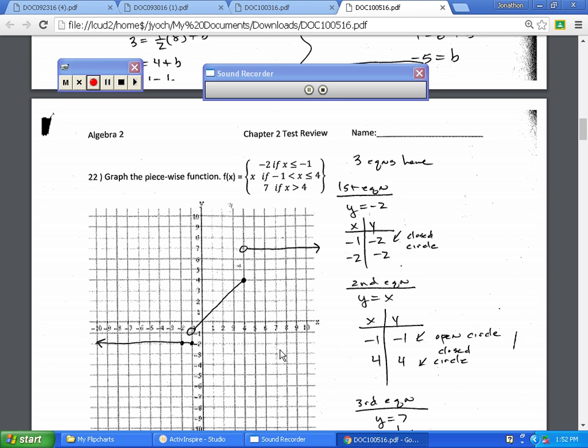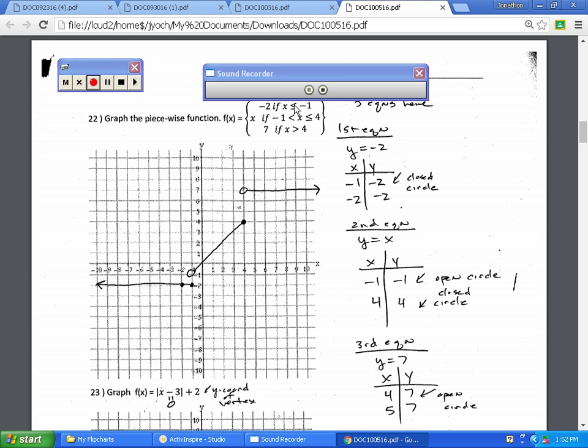And the next one, y is equal to 7 as long as x is bigger than 4. X is greater than 4 means I'm going to have an open circle around 4, 7. Again, technically x can't be 4, that's why it's an open circle. Then I'm going to plug anything bigger than 4 in for x. How about 5? 5, 7 is right here.